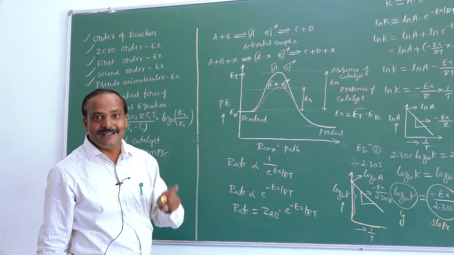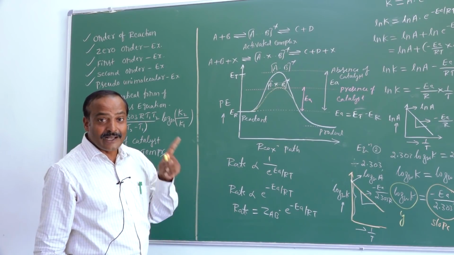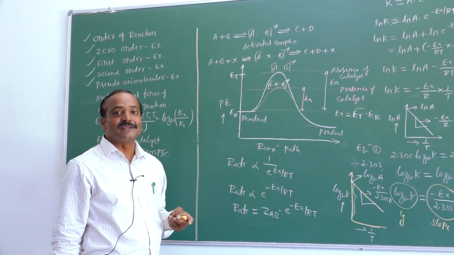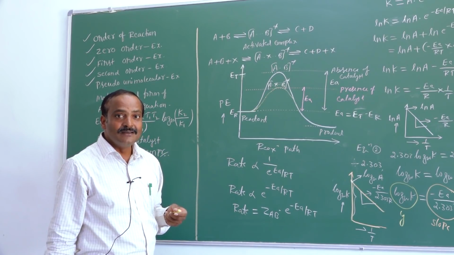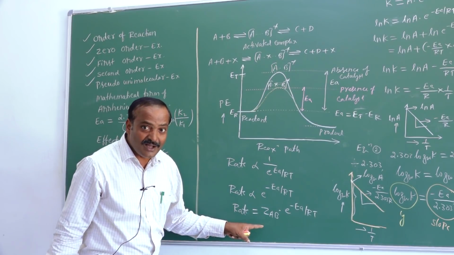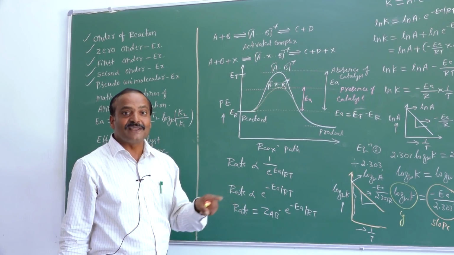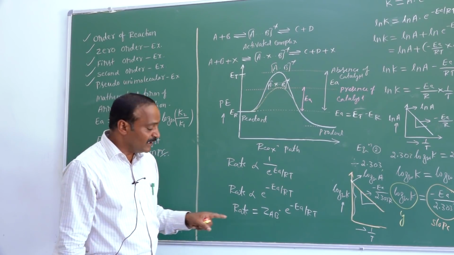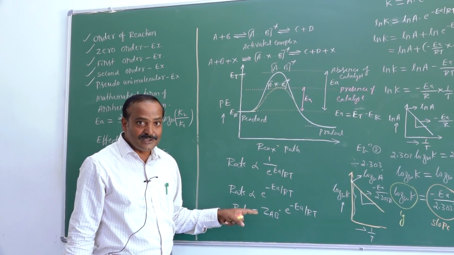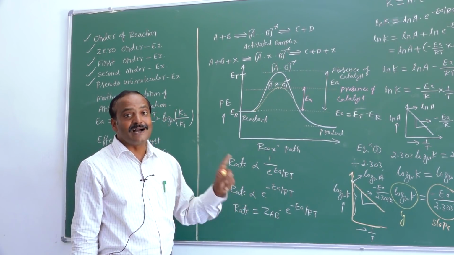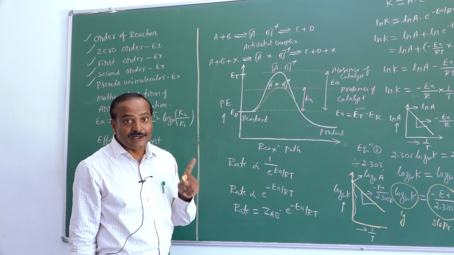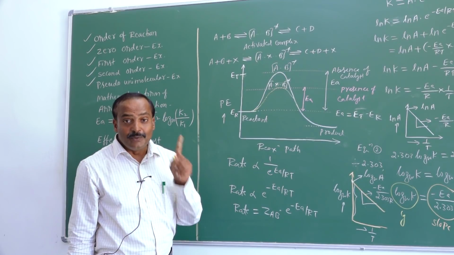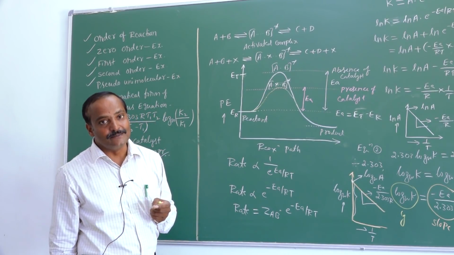What is collision frequency? The number of collisions per second per unit volume of the reaction mixture is called collision frequency. It is related to the total number of collisions per second per unit volume of the reaction mixture. Hence the rate of reaction is directly proportional to collision frequency and inversely proportional to activation energy.